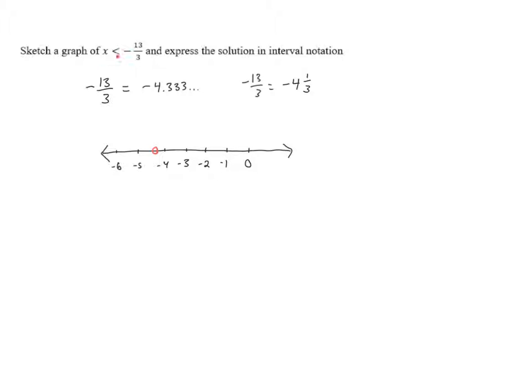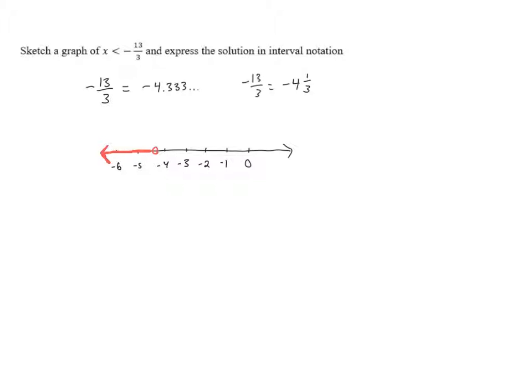And because x is less than negative 13 thirds, we're looking at smaller numbers, which are always to the left. So we need to shade to the left of this open circle. So this is the graph that we get.